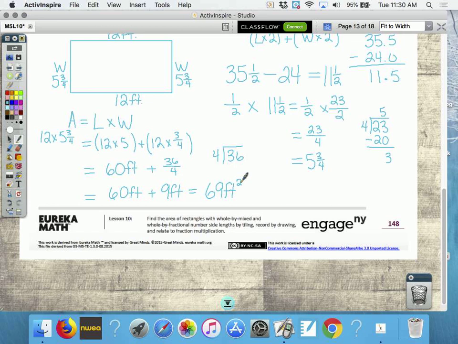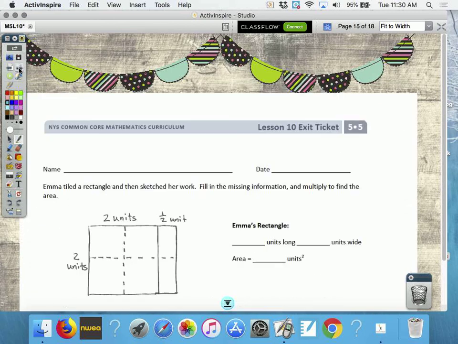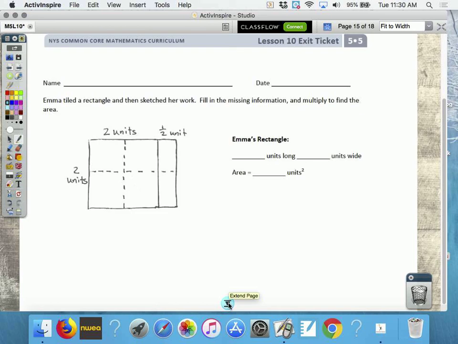Okay, let's look at the exit ticket. I like this kind of math. Fractions and mixed numbers. It just makes me happy. Am I weird? Probably.